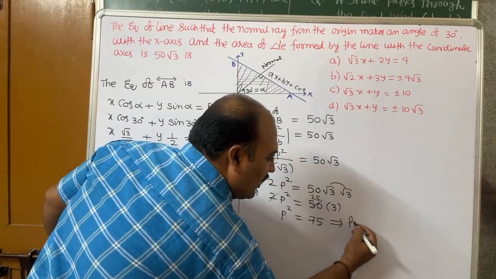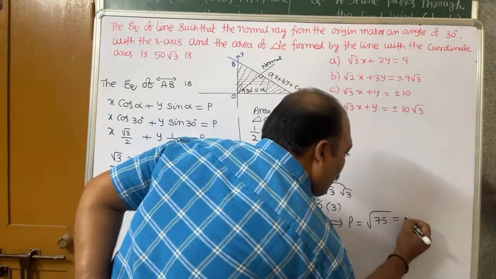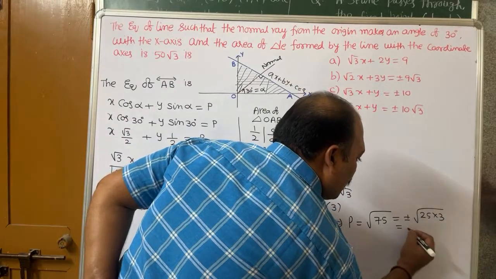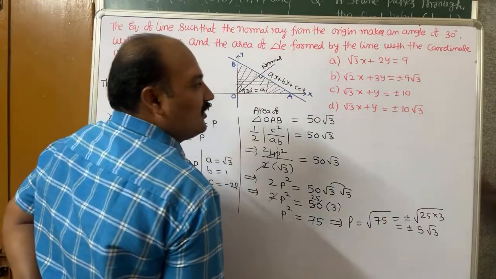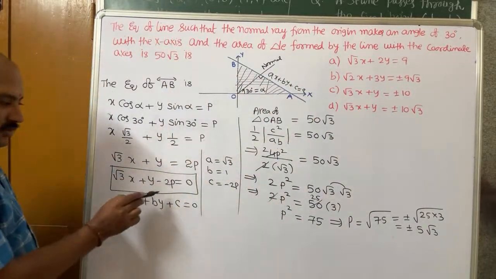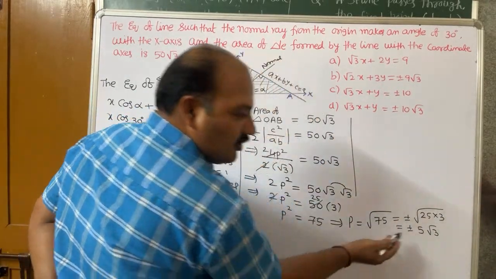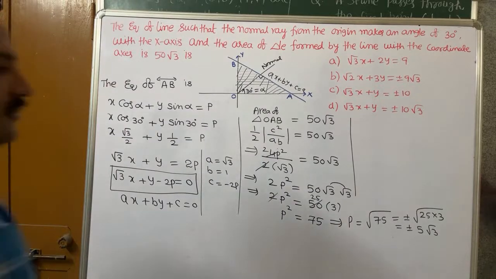That implies P is equal to root 75, so that is equal to plus or minus root of 25 into 3, 25 bring this side, 5 into root 3. So P value. They are asking to find the line now. So this is the line. Therefore, P value we got here: plus or minus 5 root 3. Are you able to see? Yes, you are able to see.